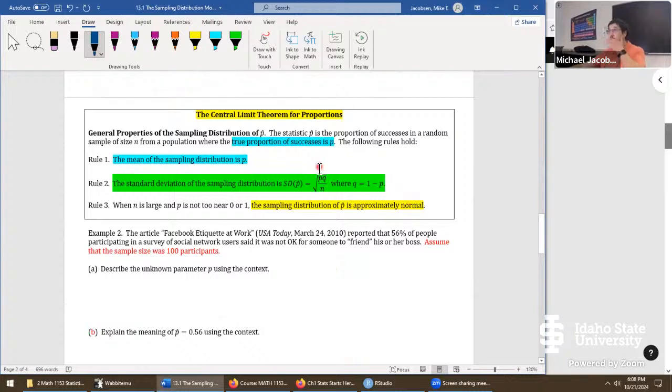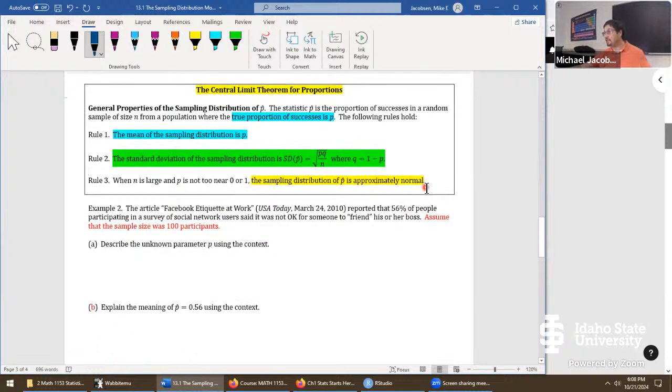The hard statement is this one: the standard deviation is exactly this quantity right here. And the more important statement is that when n is large enough, our sampling distribution will become normal, even if the parameter is really close to 0 or 1. So we have a couple of examples to try out these kinds of things. These examples are pretty close to what the homework questions will look like, except that they're not multiple choice. So we're back to the same example as before.